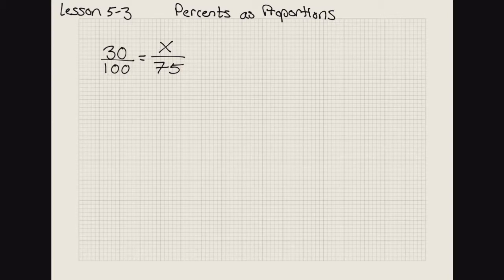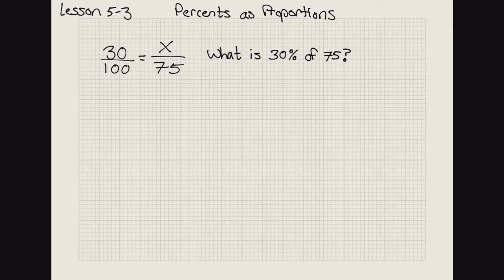Okay, now the statement, which is not on the board that would go with this, is what is, and I would write this down so you have it as an example, what is 30% of 75? Okay, that's what we're actually answering here. What is 30% of 75?